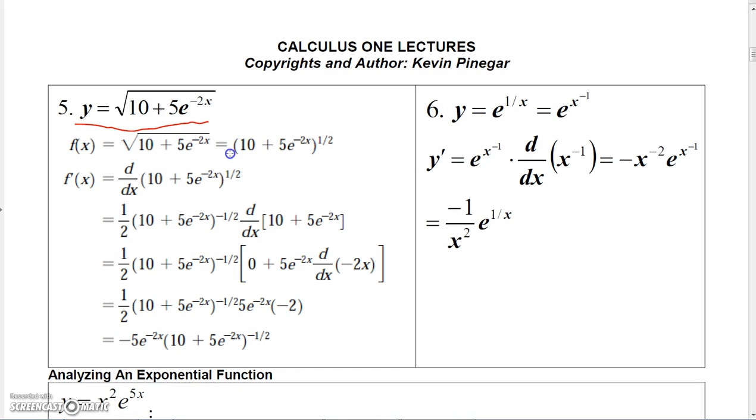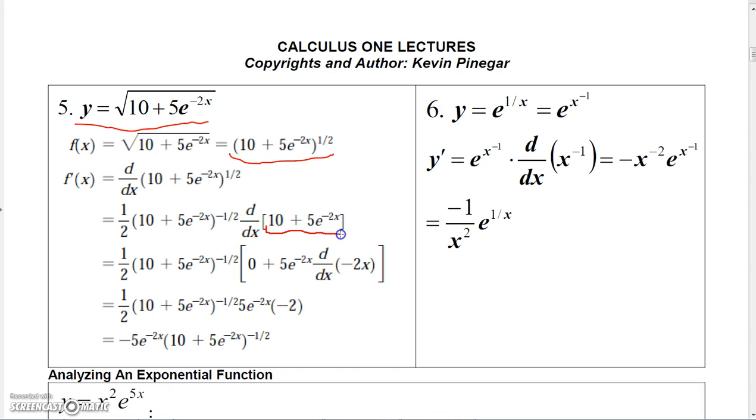Okay, here's another one where you use the power rule. Notice I went ahead and wrote this as a power. That's 10 plus 5 e to the negative 2x, to the 1/2. But to differentiate that, I have to use the power rule. So I bring the 1/2 down, and then it's going to be raised to the new power, negative 1/2. And then I have to take the derivative of this.